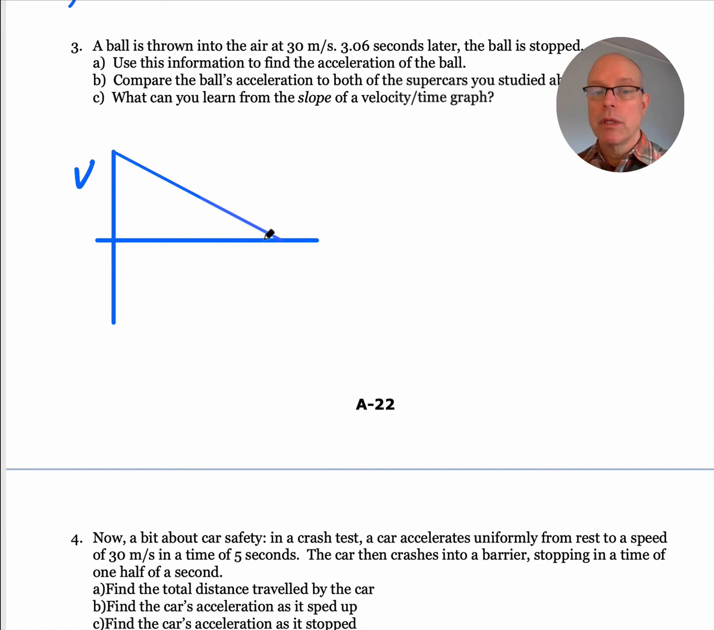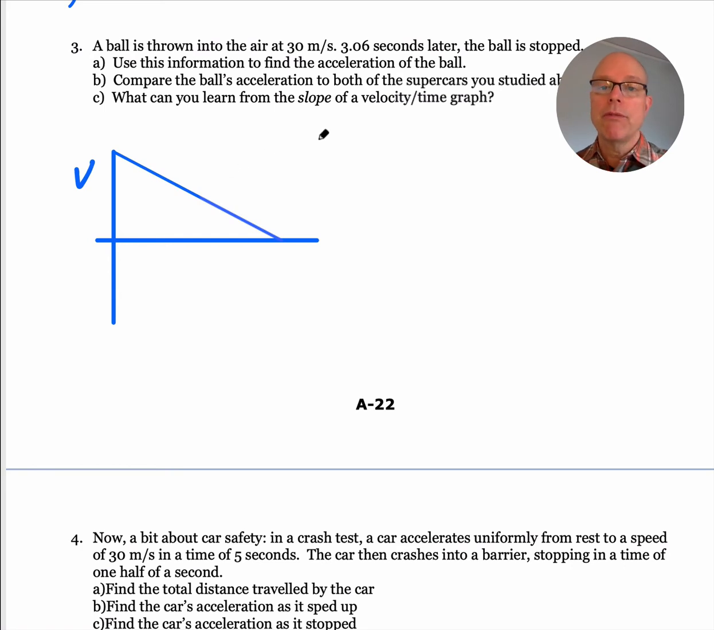Now, a couple things. The motion here is up and down, but that doesn't make any difference. Really, a ball thrown up in the air and slowing down is exactly the same thing if you twist it sideways as a car driving forward and hitting the brakes. Both of them are just an object slowing down.